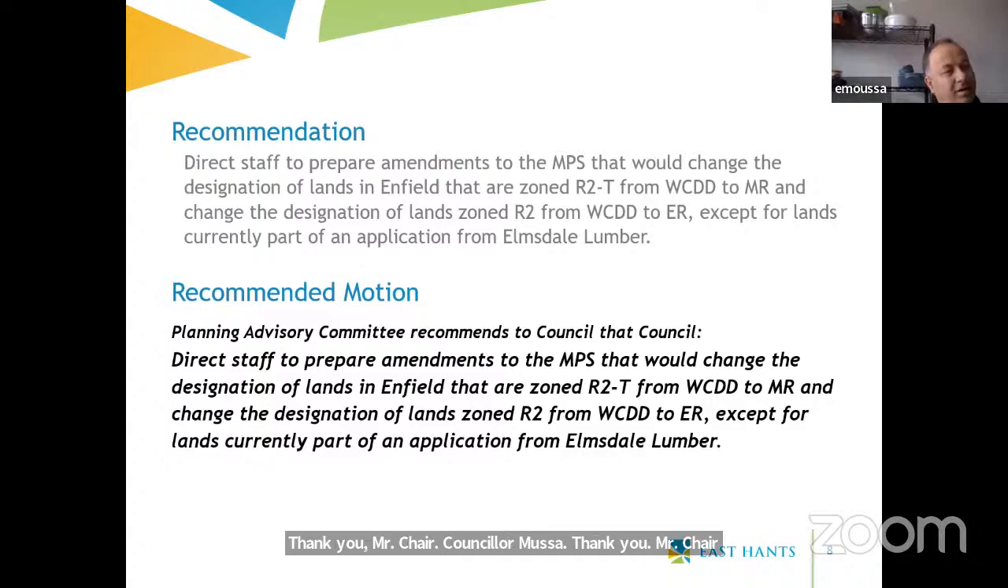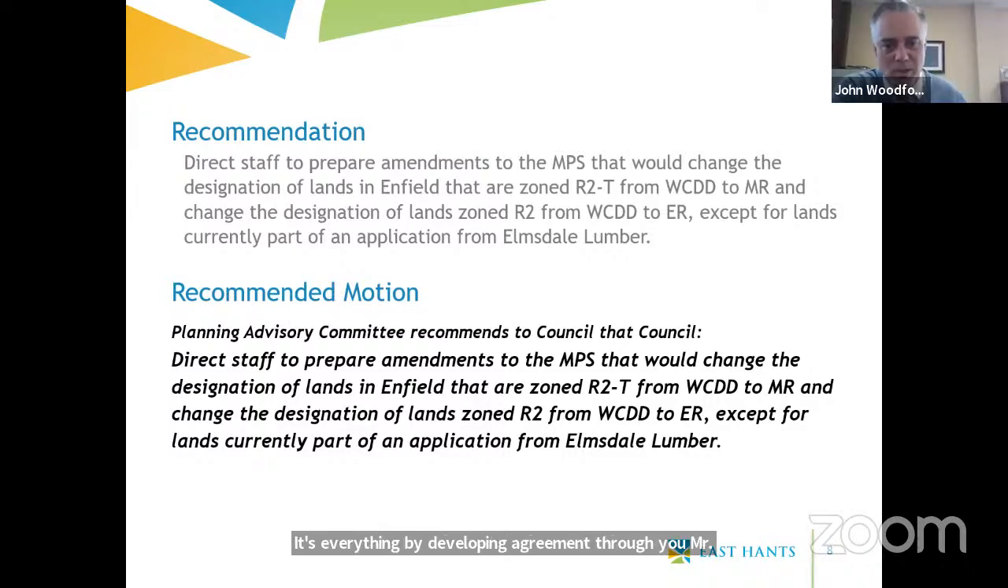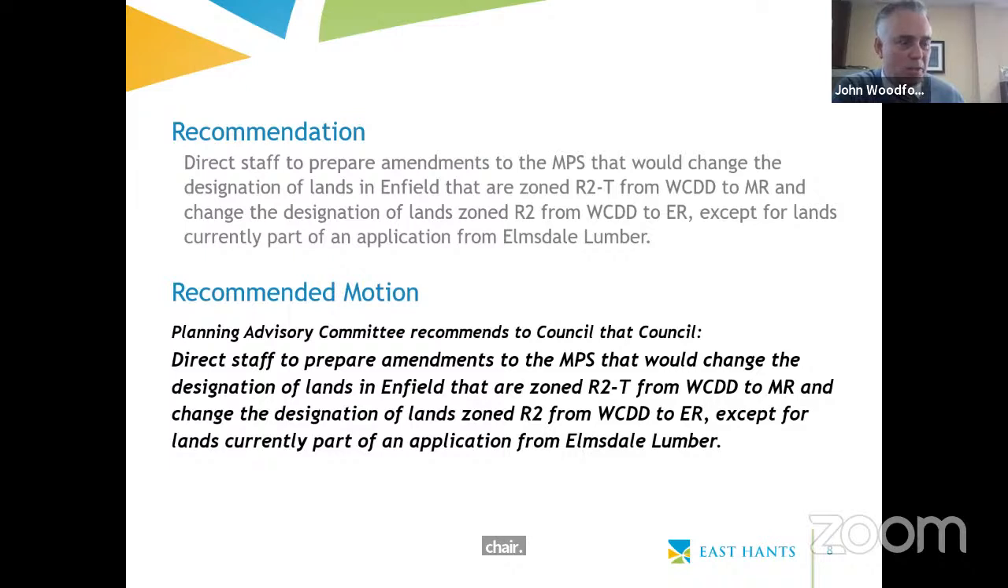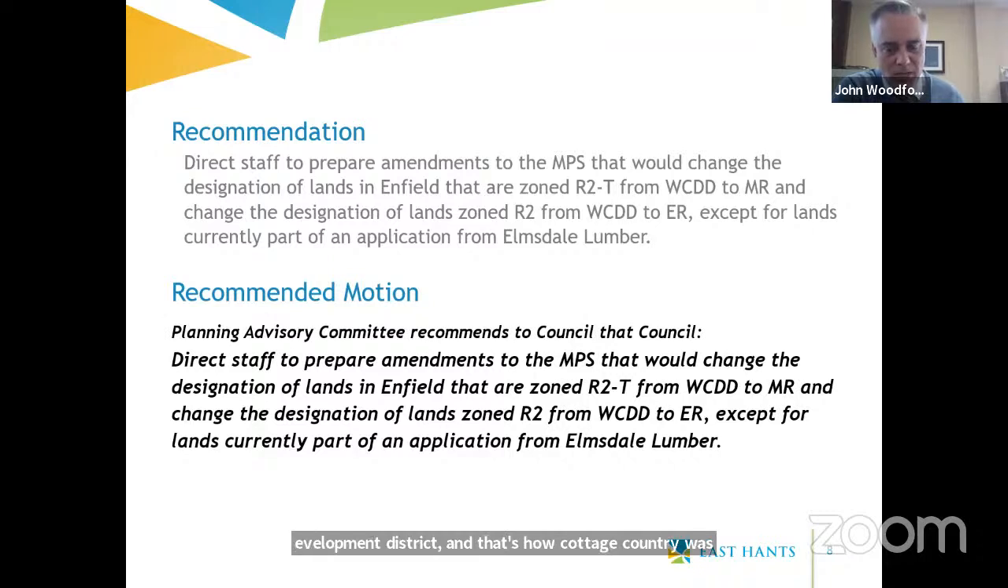Thank you, Mr. Chair. John, I have a question about the CDD around Cottage Country. What can be done over there? Is it everything by development agreement? Through you, Mr. Chair, yes, it's the exact same principle as the Walkable Comprehensive Development District. For councillors that may not be aware, there's something called the Rural Comprehensive Development District, and that's how Cottage Country was developed. There was a large area that was put into that designation and zone, so it's all zoned CDD. So you can't do anything until you actually have a development agreement. You can't get a permit for anything on the CDD zone without a DA.